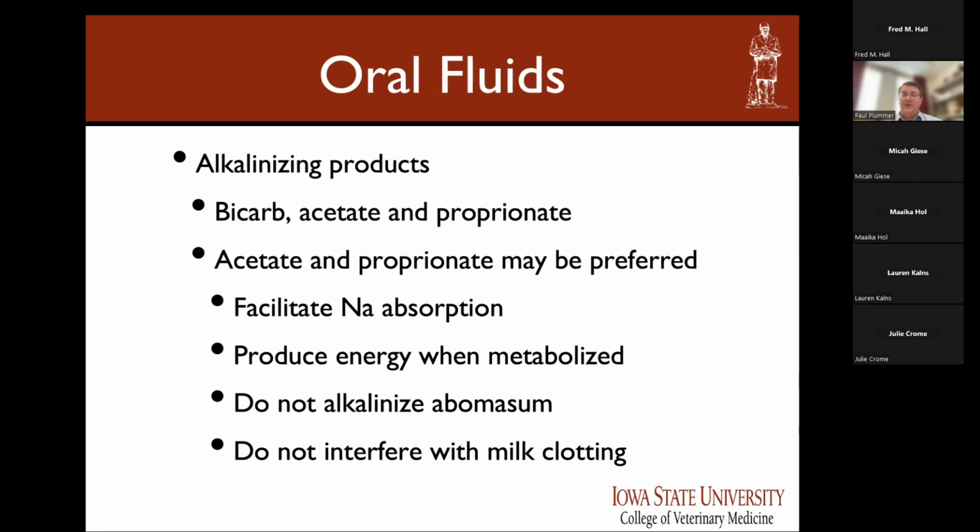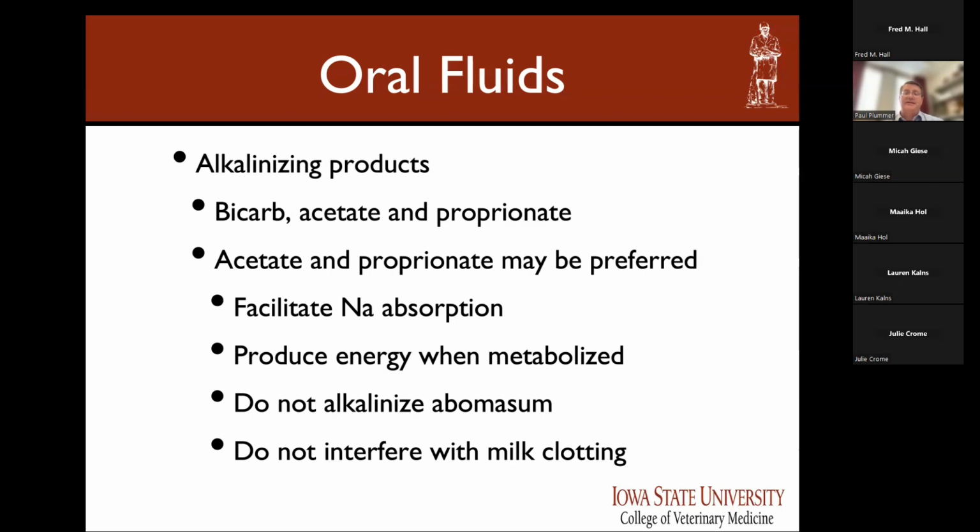When they're metabolized by the liver, acetate and propionate actually produce energy. So we talked about energy being important, and so they produce some energy. But perhaps most importantly, acetate and propionate don't have as significant of an impact on alkalizing or raising the pH of the abomasum. And that pH of the abomasum is critically important in how these kids are metabolizing the milk that they consume.